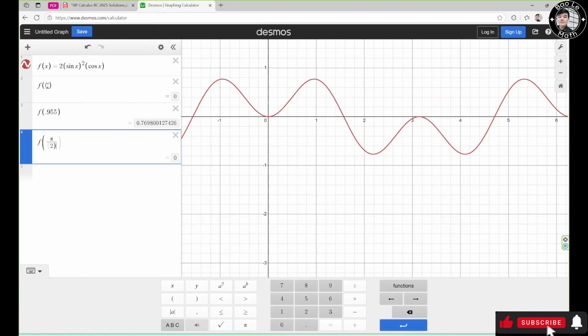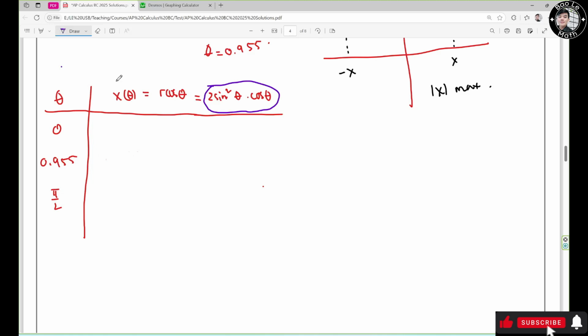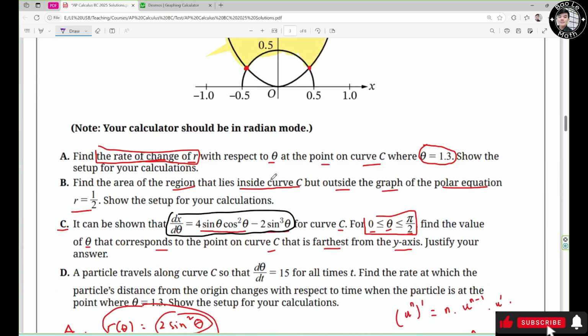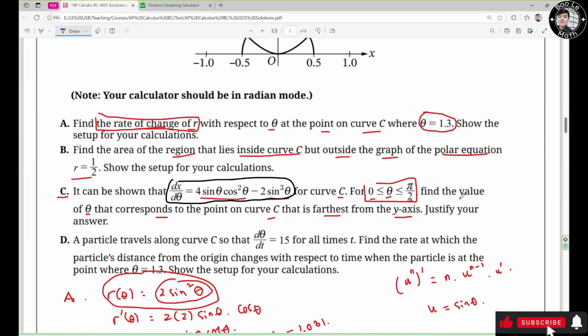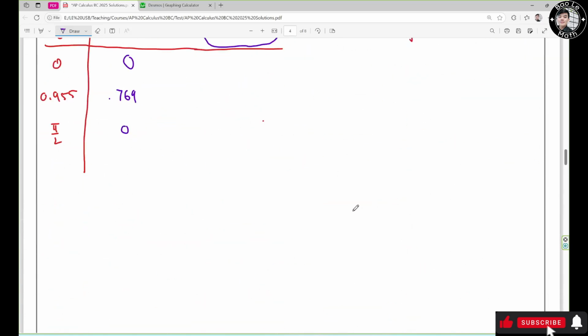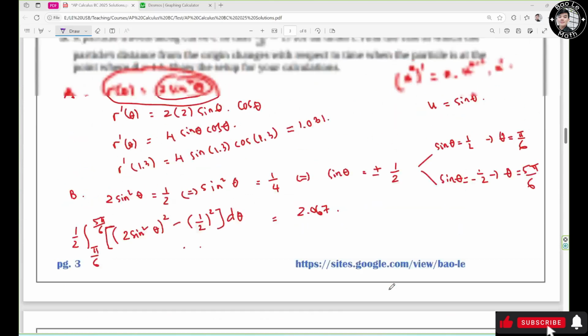So I just hit f of 0 right here. So I have three values right here: 0, 0.769 and 0. Now I need to answer the question. You need to say the value of theta that corresponds to the point on the curve that is farthest from the y-axis is 0.955. Now let's move on to the next question.